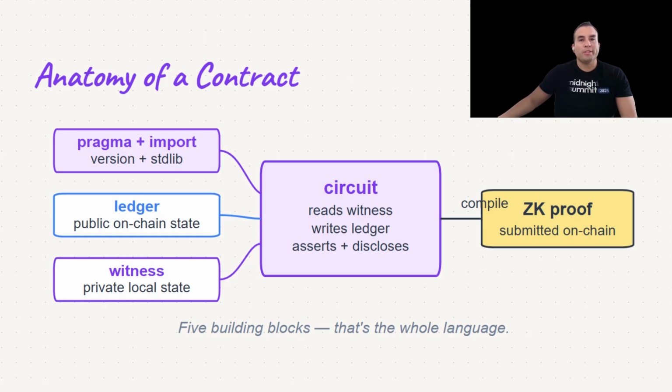Witness is your private storage. It lives on the user device, never touches the chain. And circuit, this is the actual function that users call. A circuit can read from witnesses, write to the ledger, and enforce rules using assert and disclose. When the compiler finishes, each circuit has become a zero knowledge proof. That's what actually hits the blockchain. The network can verify the proof is valid without ever seeing the private inputs. That's the whole magic of Midnight in one sentence. 5 moving parts total. That's it. That's the whole language.